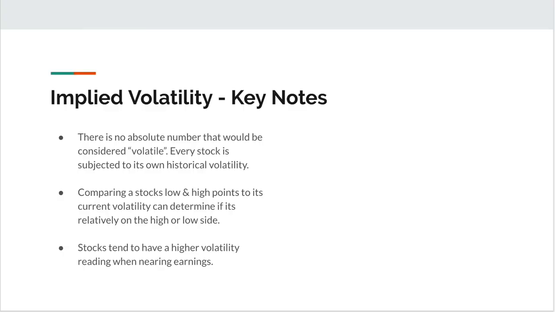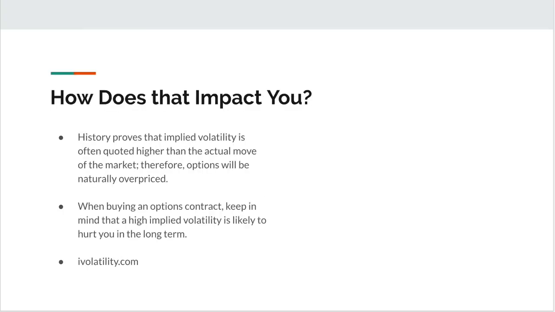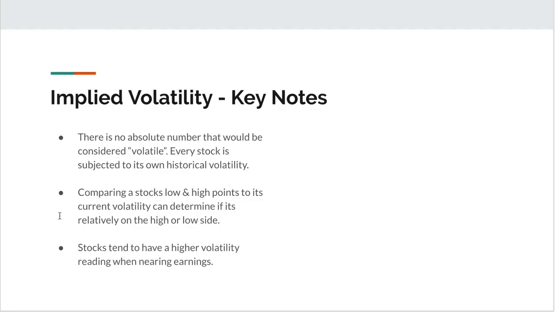But just know that a stock has a higher volatility when it's nearing a significant earnings call, some kind of court case, or some kind of large drop due to bad earnings. So anything of that nature can affect its volatility.